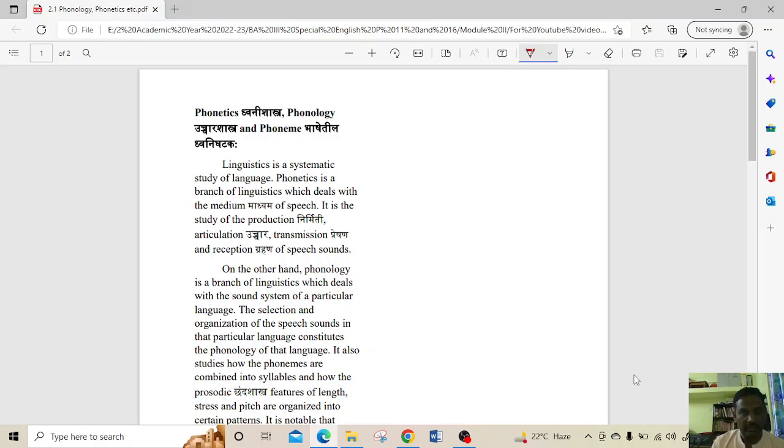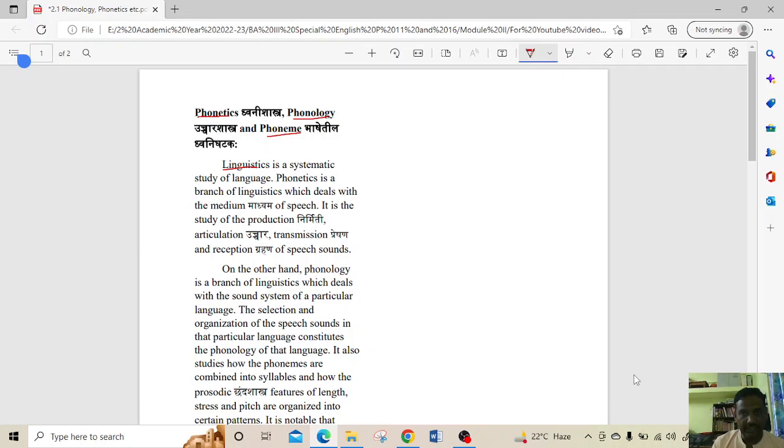Here you see phonetics, phonology and phoneme. We have to understand what is phonetics, what is phonology and phoneme, and what is the difference between phonetics and phonology. Already I told you that linguistics is a systematic study of language, and phonetics is a branch of linguistics.